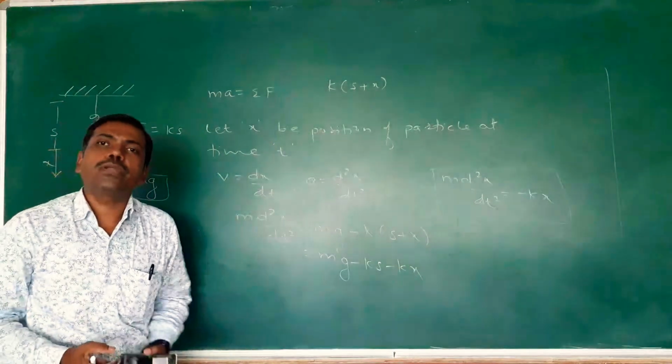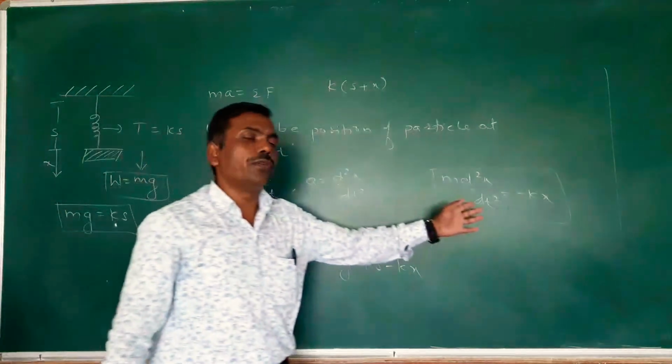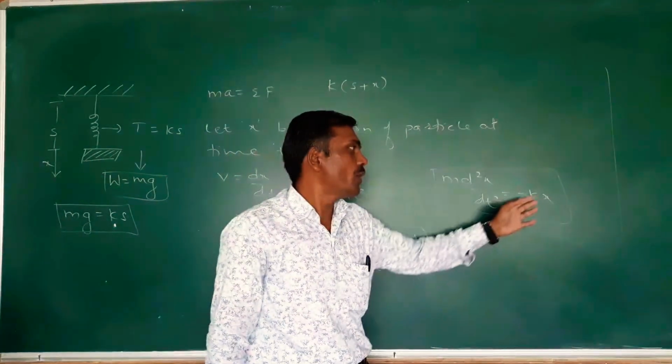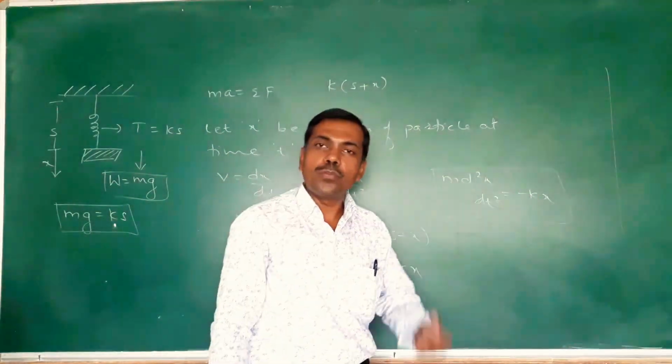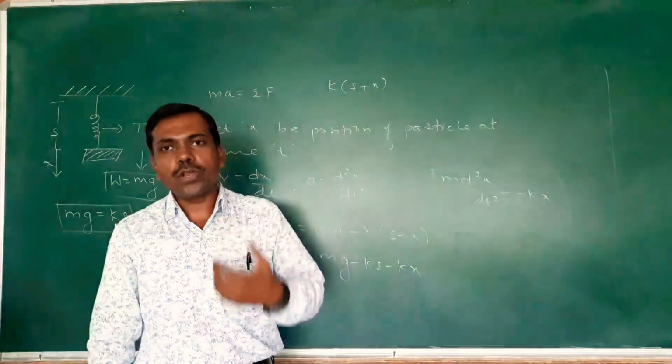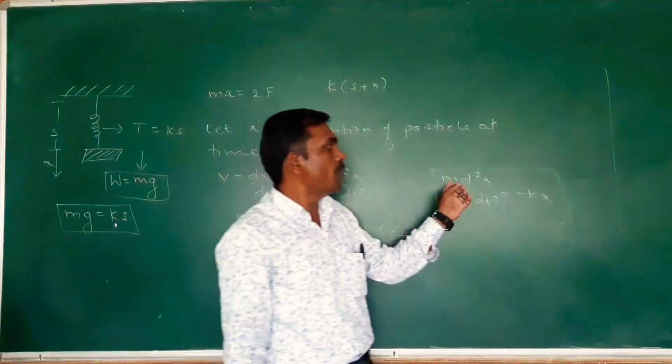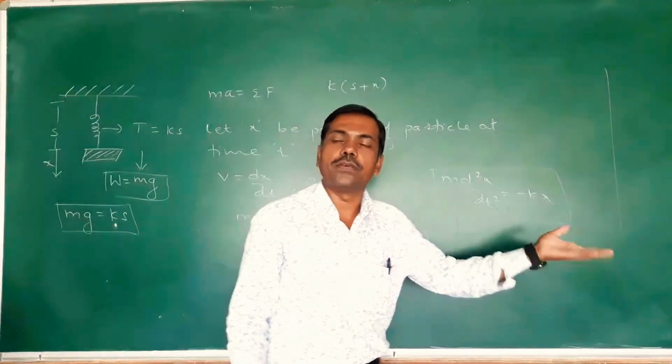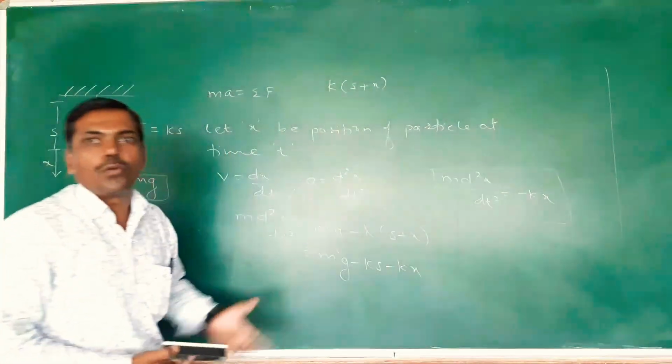Whenever we have to set up a differential equation, we use this differential equation: m d2x by dt square is equal to minus kx, when position and time is given. Suppose velocity and time is given, then we use m dv by dt is equal to minus kx. Both are good to solve a problem.